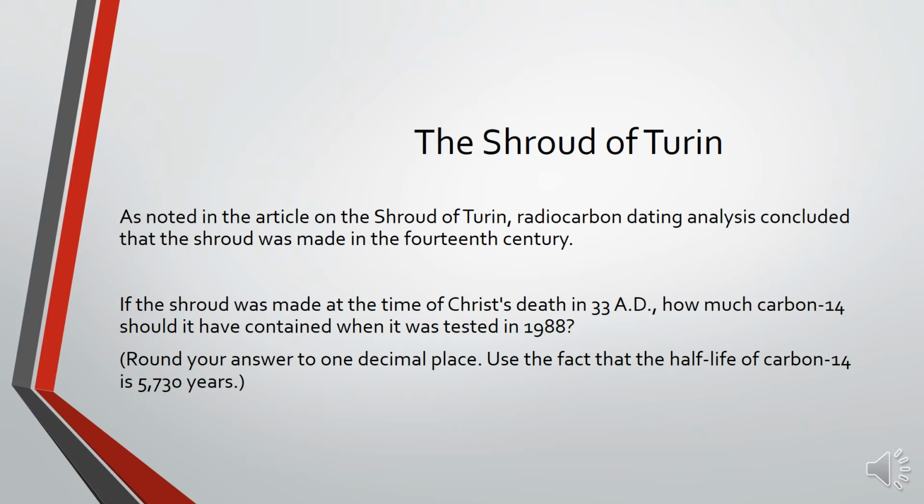Now we have part B to this question. It says, again, as noted in the article in the Shroud of Turin, radiocarbon dating analysis concluded that the shroud was made in the 14th century. However, let's assume that the shroud was made at the time of Christ's death in 33 AD. How much carbon-14 should it have contained when it was tested in 1988?